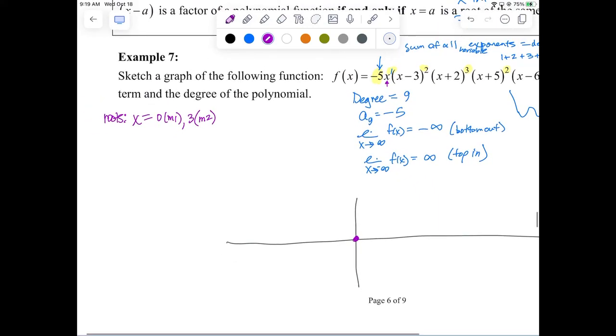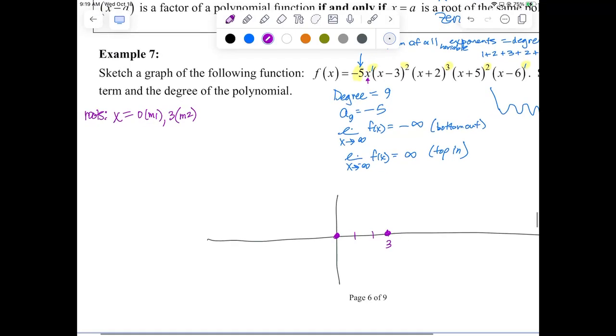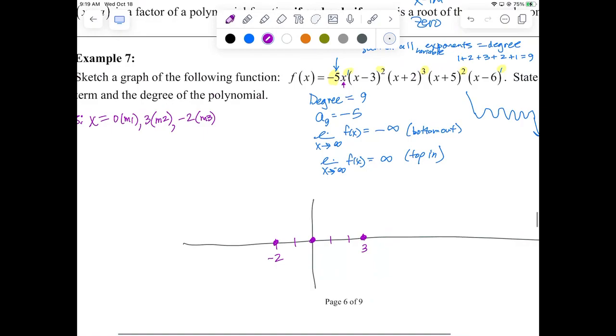It's going to bounce. Okay, so I'm going to come out here, 1, 2, 3, and I'm going to put that x-intercept. Okay, got it. The next x-intercept, if x plus 2 is the factor, what's the root? Negative 2, and it's a multiplicity 3 because that's the exponent, so that's going to wiggle there. So I'll come in here and put a negative 2 and put another value. And then the next root, x plus 5 is the factor, so negative 5 is the root, and it's multiplicity 2, so that's another bounce.